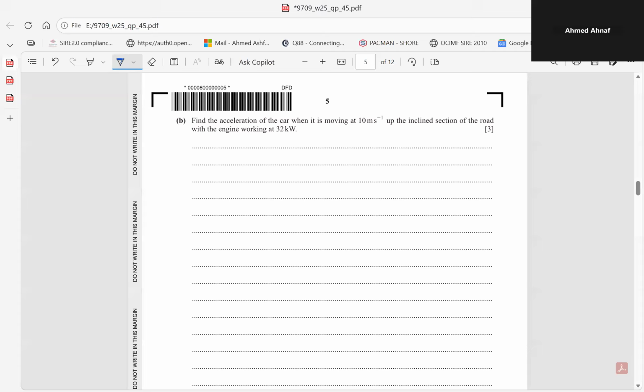Okay, so for this second part, we are told to find the acceleration of the car when it is moving at 10 meters per second up the inclined section of the road. So it's going up with the engine working at 32 kilowatts. I believe first we need to find the driving force using the P equals F dV formula. So Fd is just going to be P over V. So that's going to be 32 times 10 to the power of 3 divided by 10.